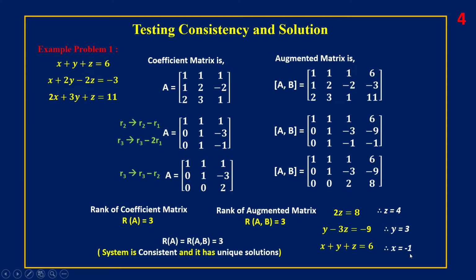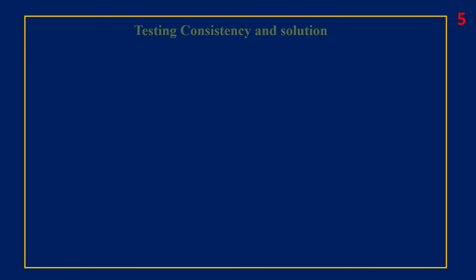It has a unique solution, where the values of the unknown variables are minus 1, 3 and 4. The solution is x equal to minus 1, y equal to 3 and z equal to 4. So this is the example for a consistent system which has a unique solution. Let me go for another example.